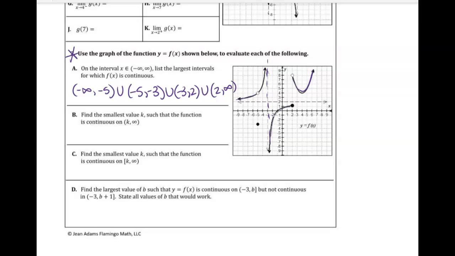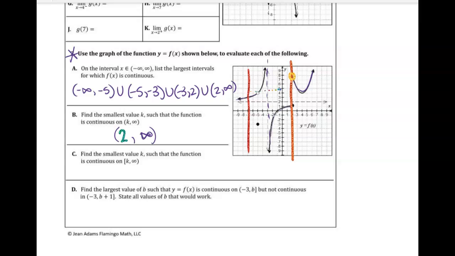So as far as the smallest value k, such that the function is continuous on k to infinity, we're really just looking for some interval that the function's continuous on, from that value to infinity. So if you go along here, starting at -7, no, looks like we're moving over on the x's. Well, it doesn't work here. But technically starting at when x is 2, there's that hole there, it's continuous from 2 to infinity. So our k is just 2.